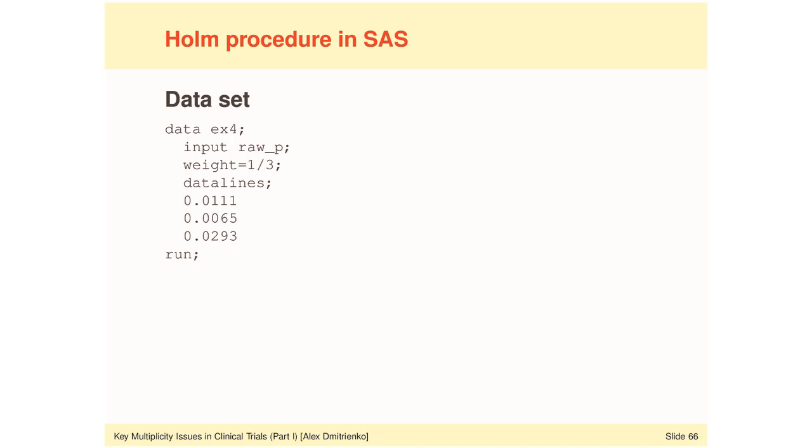First, we will need to create a data set with the raw or unadjusted p-values for the 3 hypotheses. This data set also specifies the hypothesis weights that quantify their relative importance within this clinical trial. For now, we will assume for simplicity that the hypotheses are equally important, they're equally weighted, and since there are 3 hypotheses, the weight variable in this data set is set to 1/3.